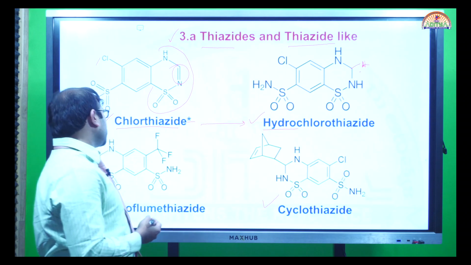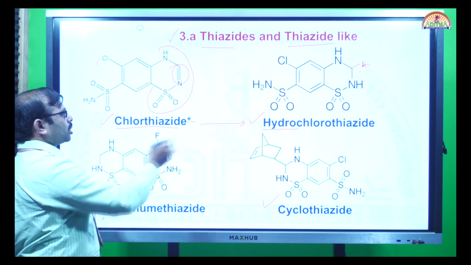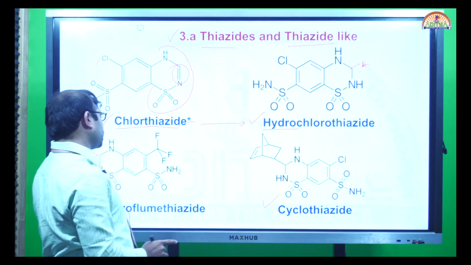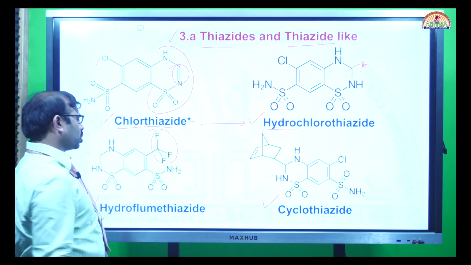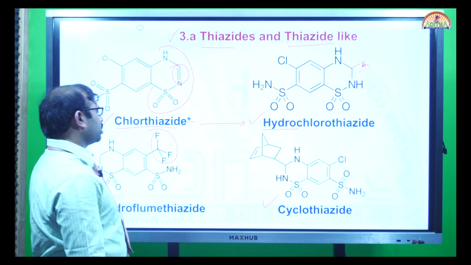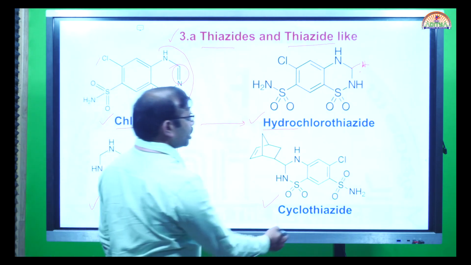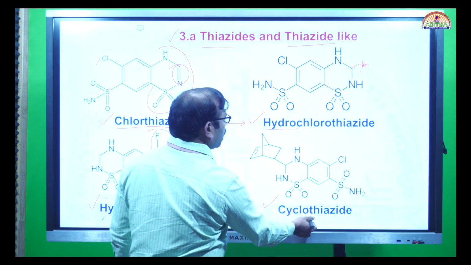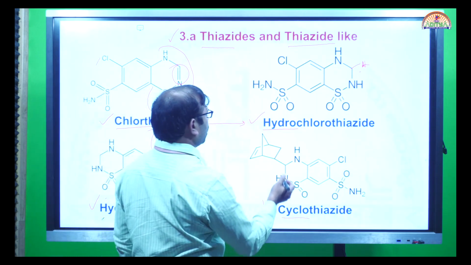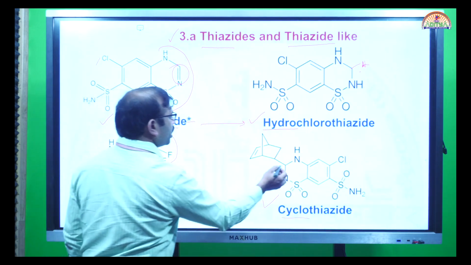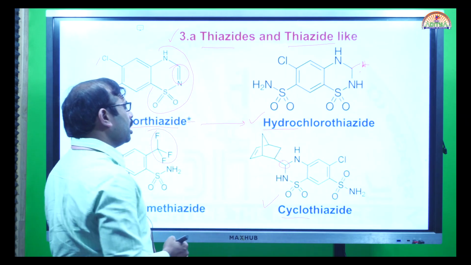The next one is hydroflumethiazide. It is also similar, where the double bond is reduced. It has been derived from hydrochlorothiazide, but instead of chlorine substitution we have a CF3 group substitution, so it is flumethiazide. Another is cyclothiazide. It is also derived from chlorothiazide, a thiazide-like, where at the saturated position you have a cyclic ring, a bicyclic ring.